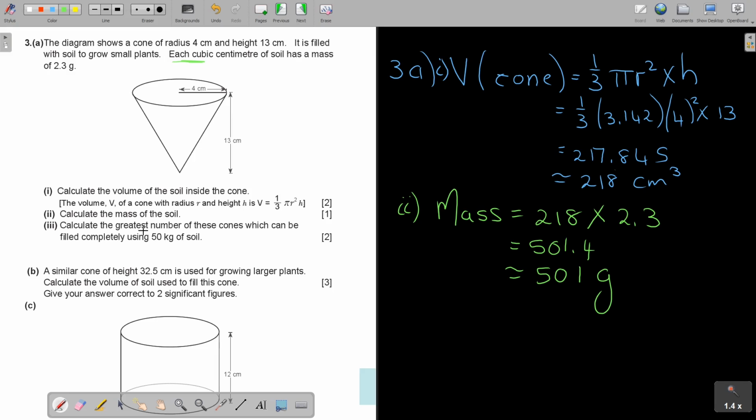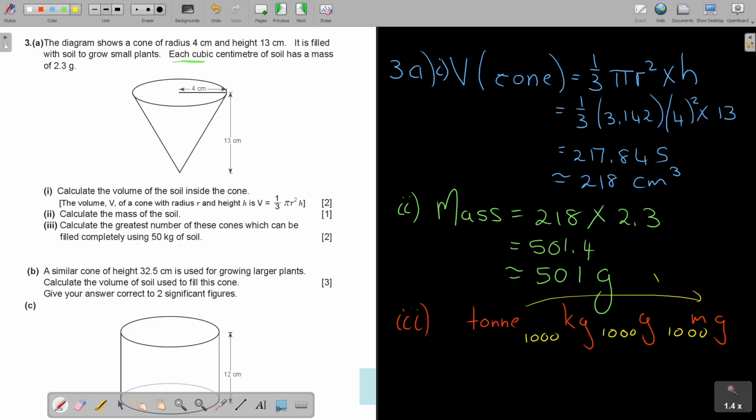And then calculate the greatest number of these cones which can be filled completely using a 5 kilogram bag. And there comes the measurement. So it's always good to first know your tables. This is a nice one. The table is just going like this: ton, and then kilogram, and then gram, and then milligram. And between them, it's so nice. It's just 1,000 and 1,000 and 1,000. If I go to this side, I multiply. If I go to this side, I divide.